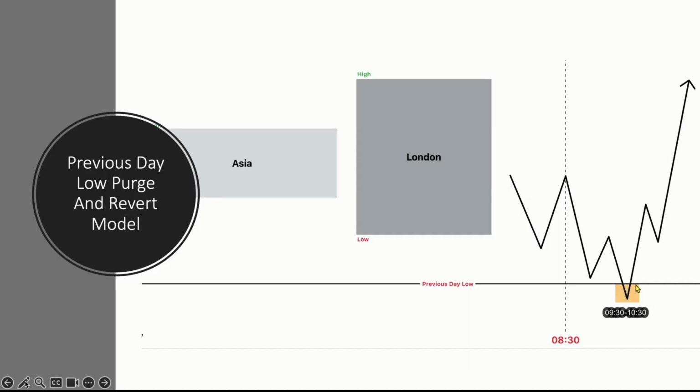Then between 9:30 to 10:30 we want to see that previous day low gets taken. We want to see a purge of that occur, and we want to see displacement to the upside occur. When that displacement occurs and we have taken out the sell side liquidity, we want to see the market draw towards the buy side liquidity above the London high and the liquidity resting higher.